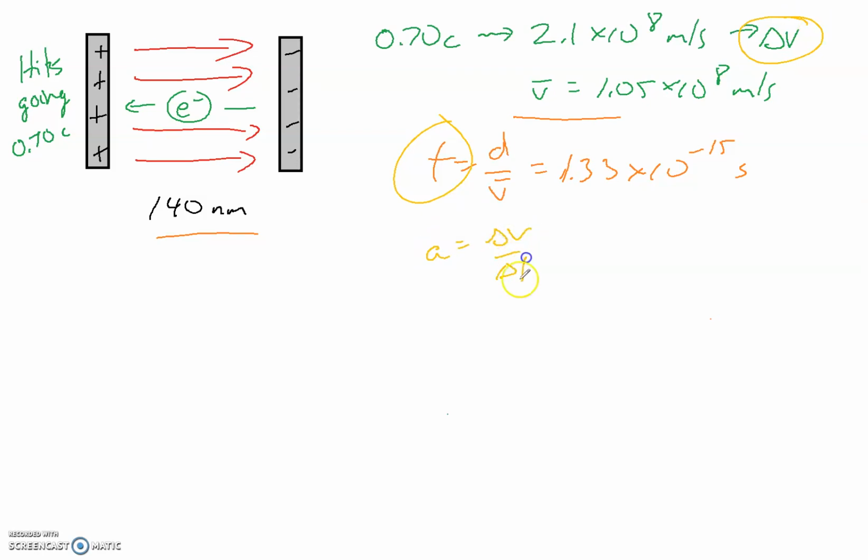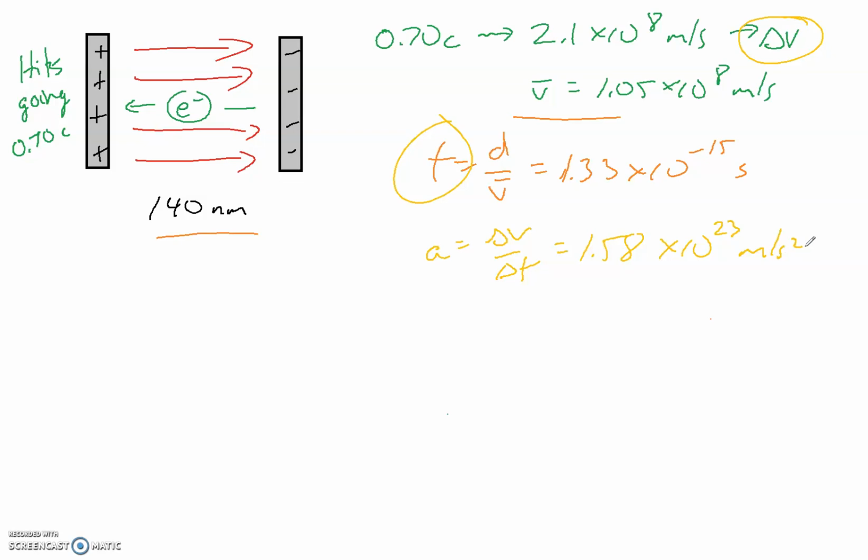So change in V over change in T. I can take that 2.1 times 10 to the 8 that I found before, and divide that by the time I just found, which is 1.33 times 10 to the negative 15. I can divide this two out, and I get an acceleration of about 1.58 times 10 to the 23 meters per second squared.